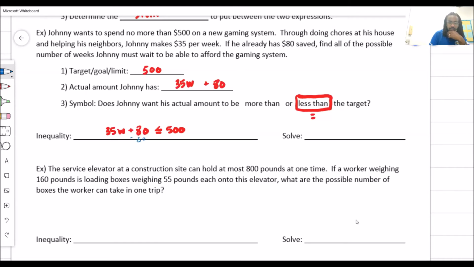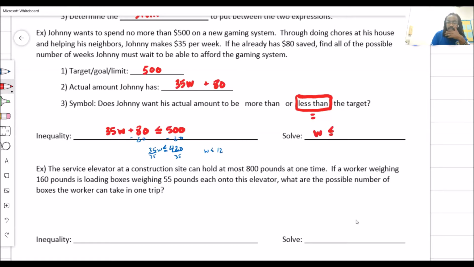We can subtract 80 from both sides. And that gives us 35W is less than or equal to 420. Do not make it equals. Keep it as an inequality, please. You're solving an inequality. Okay, and so now, as we divide both sides by 35, we find that W is less than or equal to 12.